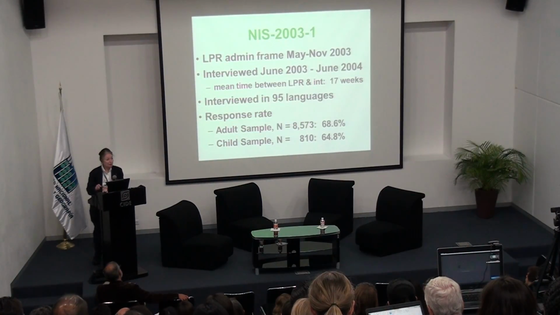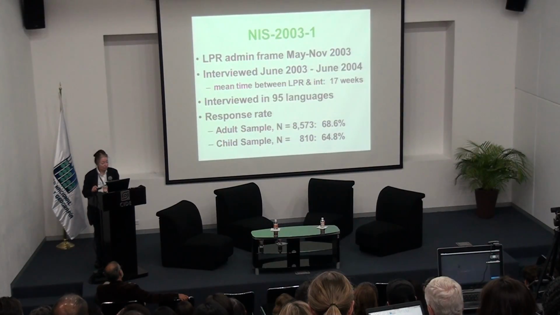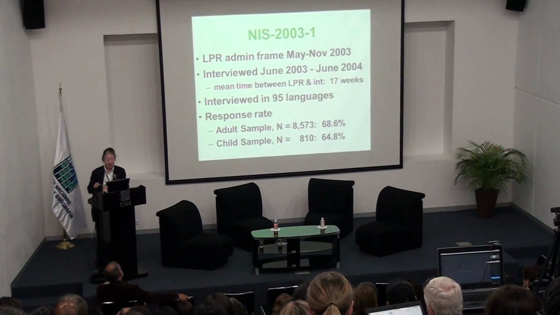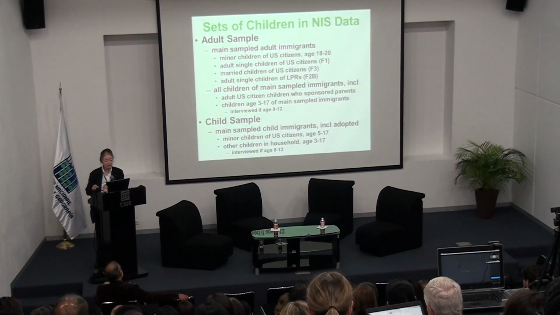The response rate, which for the population at that time in the U.S. is more than respectable, you see here, 68% for the adult sample and 64% for the child sample. I will skip over this. This is very fine detail.